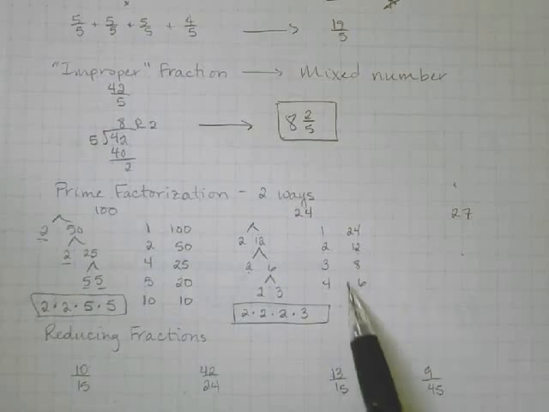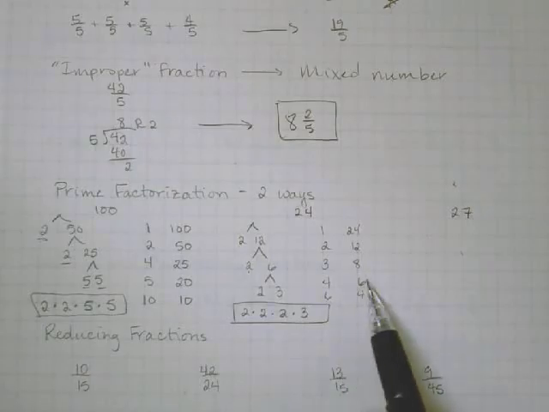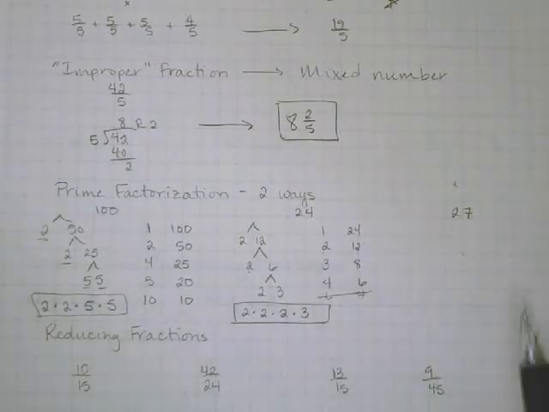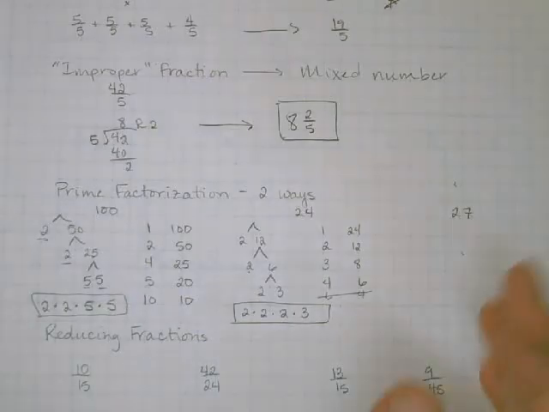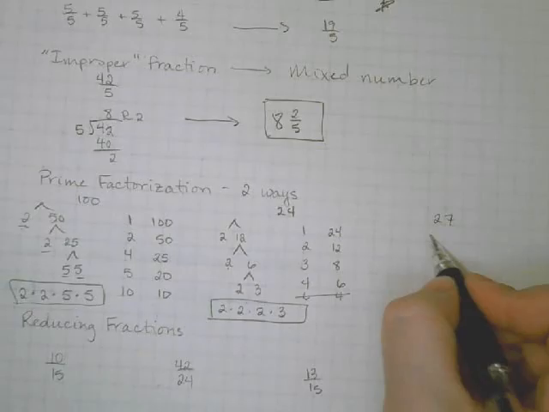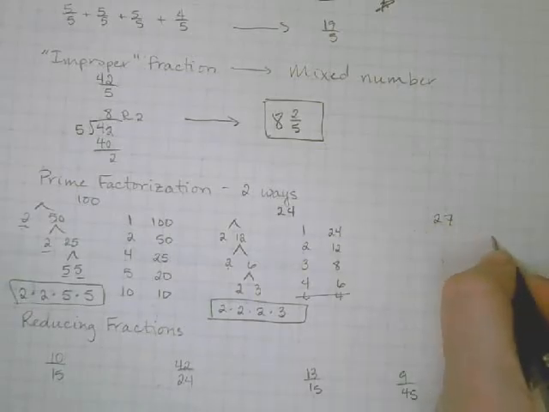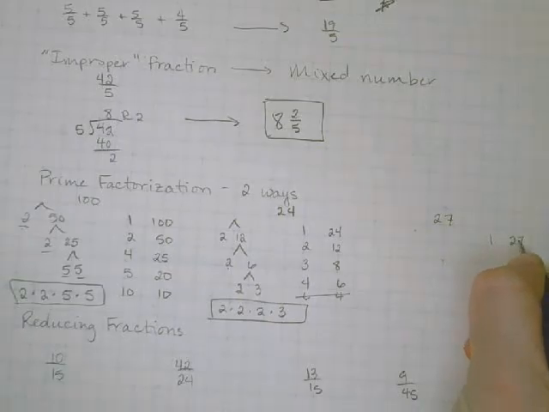So 27, the factors of 27 are, I'm going to do it this way first, 1 and 27, not divisible by 2, and then 3, 27 divided by 3 is 9. And that is actually all your factors for 27.